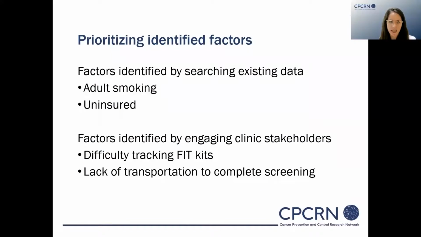So taking a step back and thinking about the factors that we found today during our data search, within the existing data, we saw adult smoking and uninsured come up. That seems like they could be something to explore. And then during those interviews that I talked about in my hypothetical scenario, we identified that tracking fit kits was a priority and a difficulty for the clinic stakeholders, as well as the transportation to complete screening for the patients.